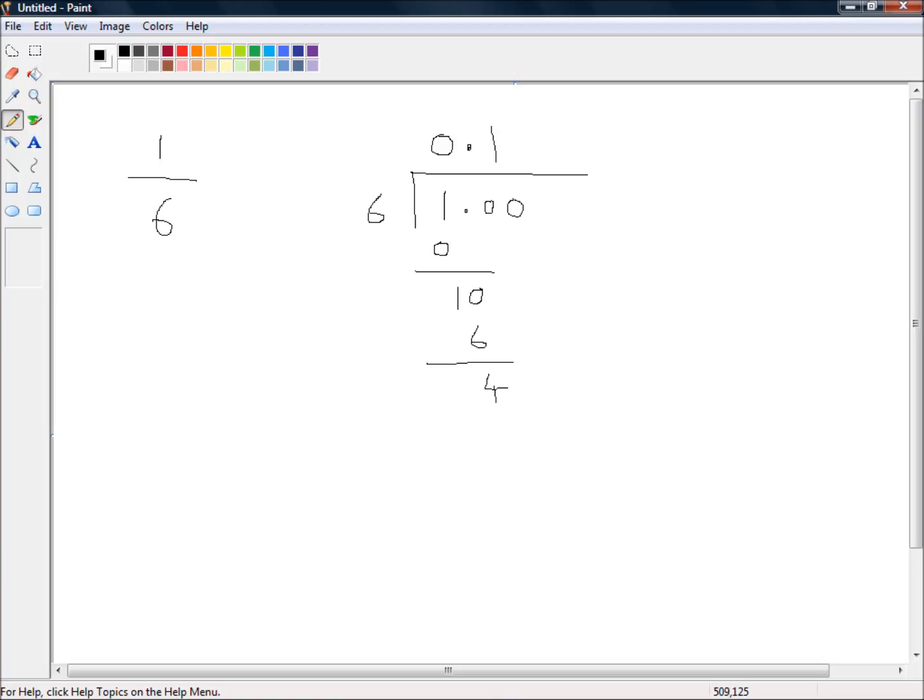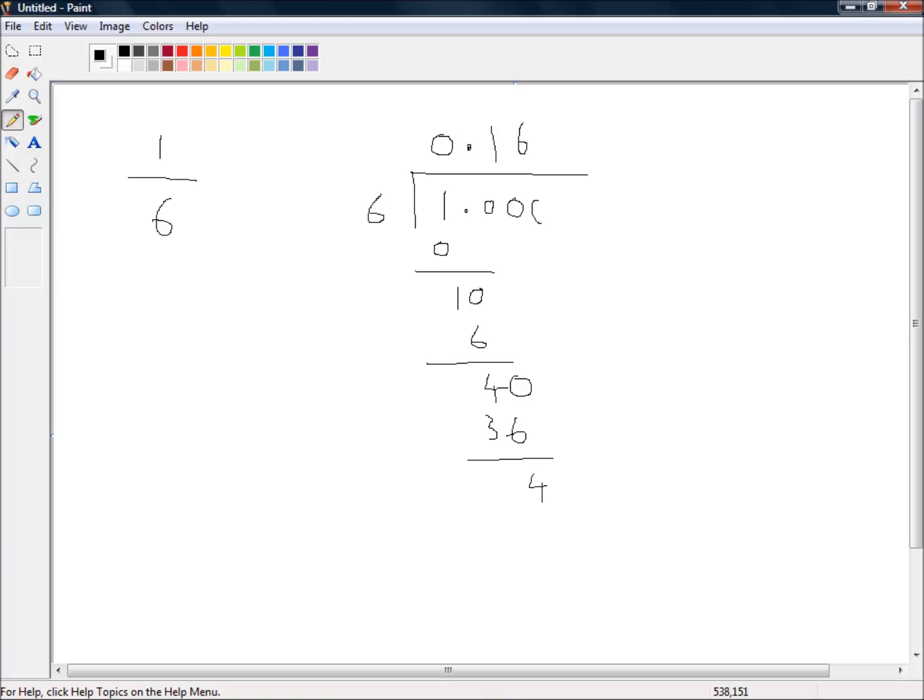Again, we can put another 0 in and bring that down. So we've got 6 into 40. Well, that will go 6 times. 6 times 6 is 36. And 36 taken away from 40 is 4.